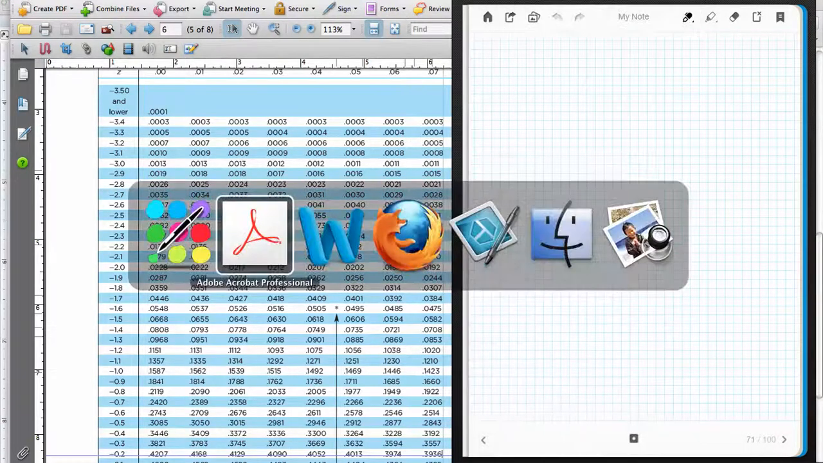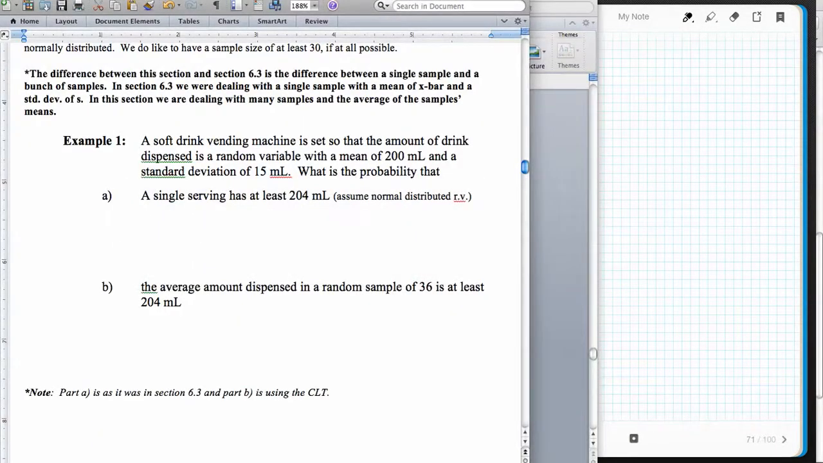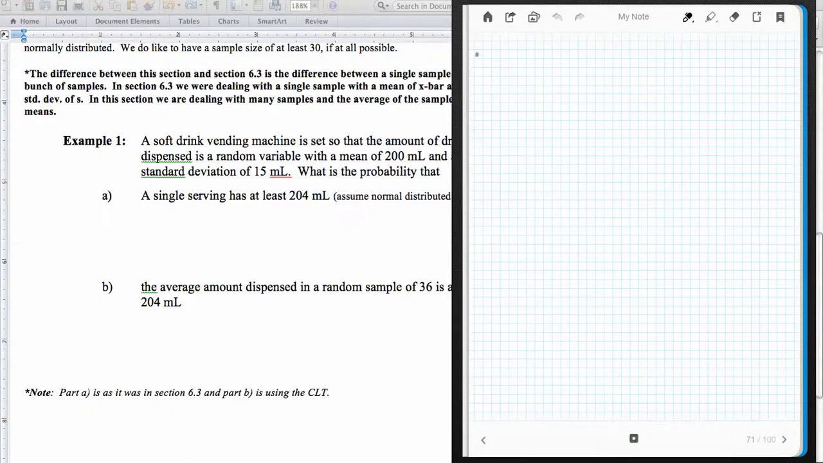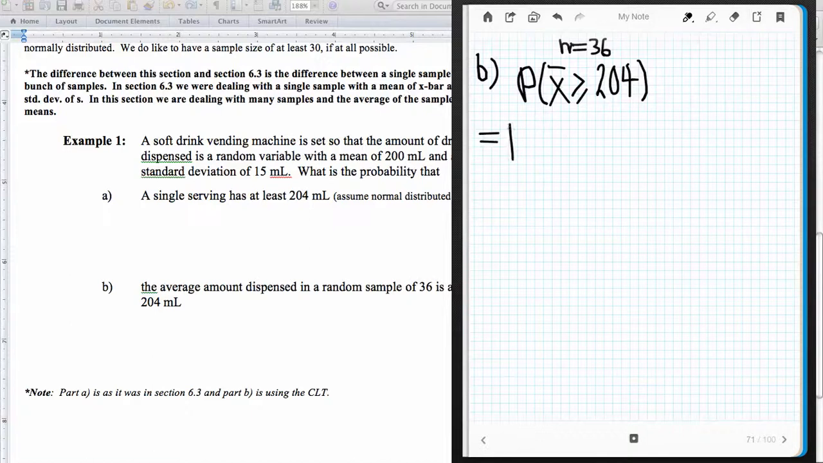Now my next example says the average amount dispensed in a random sample of 36 is at least 204 milliliters. Now this is an application of the central limit theorem because I'm saying that x bar is greater than or equal to 204. So now it's not one single observation, but my observation is 36. So that's like a whole class going in and getting sodas and seeing what the average is.